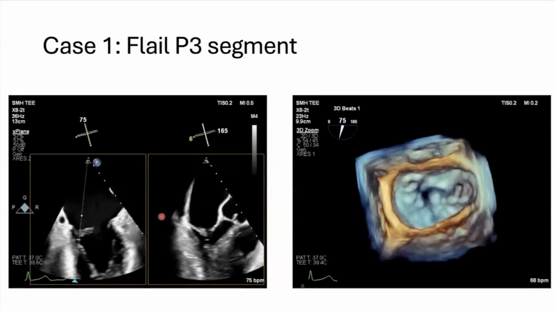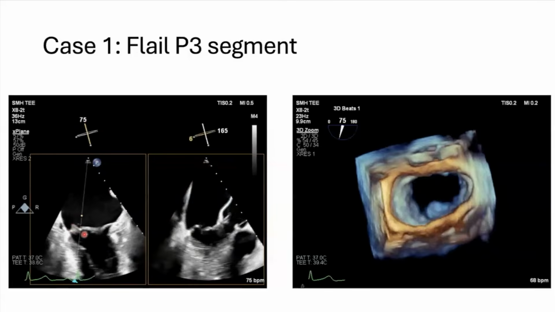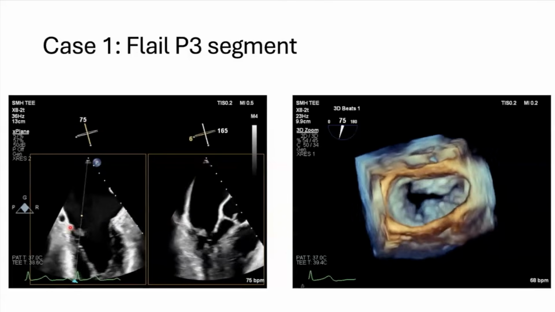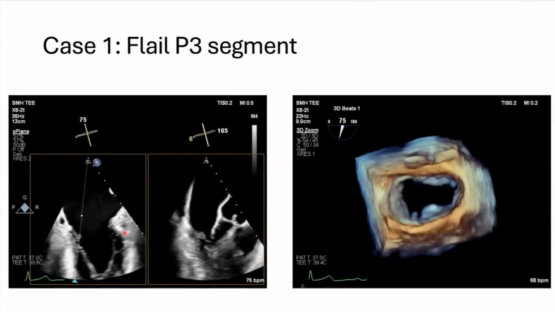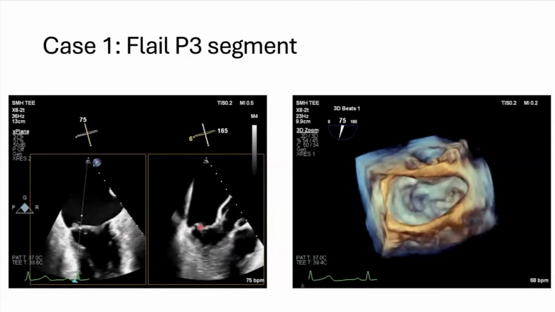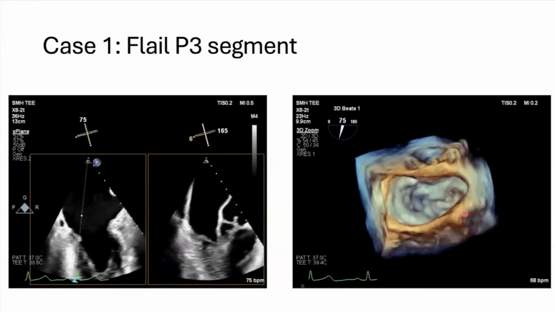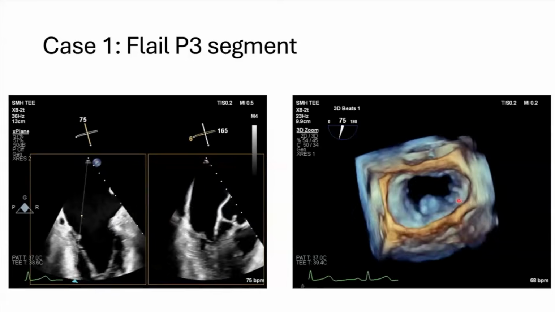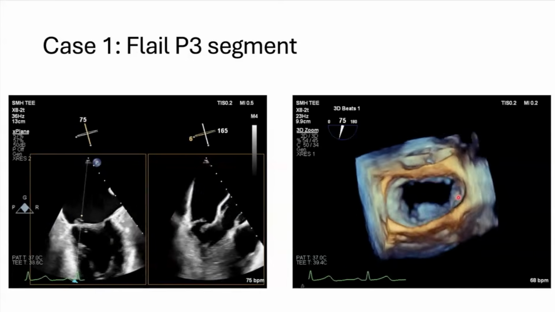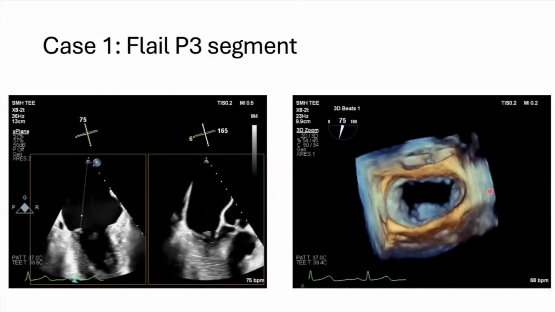So let's look at some examples. This is one that we've seen before, a patient that has a flail segment of P3. And when you map the valve and go through it, going from medial to lateral, you can really appreciate on the 2D image this flail segment of P3. But when you do 3D, it's obvious. You can see this flailing segment here. If you applied color, it would be coming from this area.